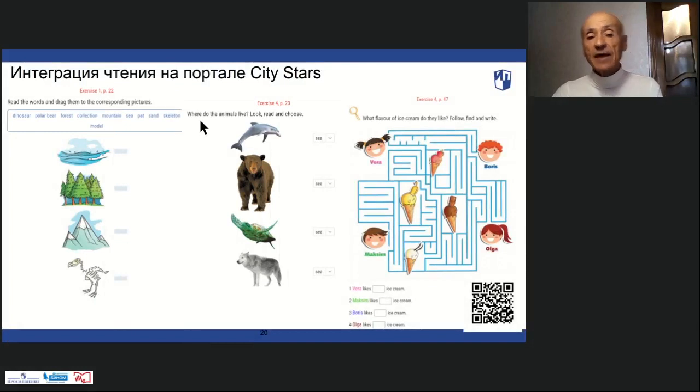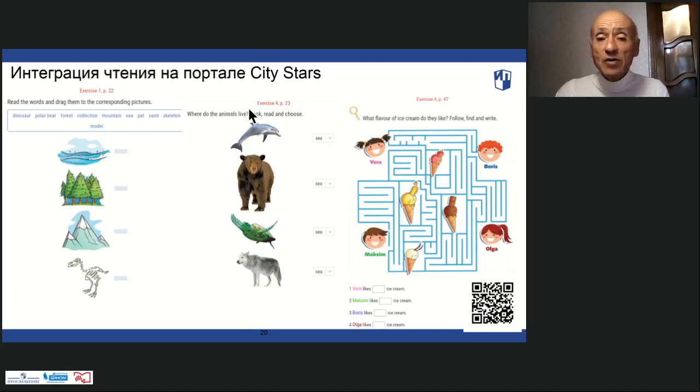Integrated reading at the portal City Stars starts with the primary school, with the 2nd grade. For example, read the words and drag them to the corresponding pictures. It's very similar to what is necessary at the Cambridge Young Learners exams. For example, dinosaur, and we drag it here. I can't drag it now because I'm not online. It's a scan of the frame from the electronic portal, but in the electronic portal, everything works.